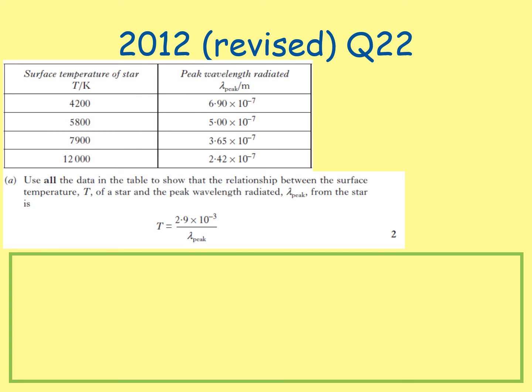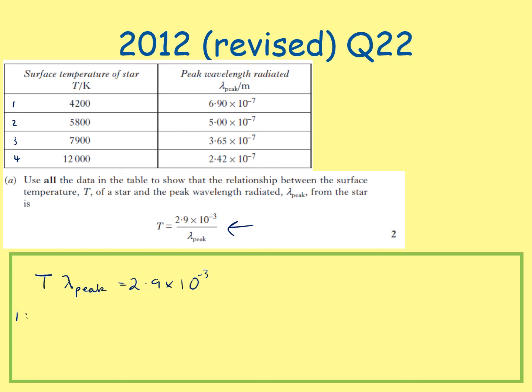So what we're trying to do is show this equation just here. If we rearrange this slightly, we can get T lambda peak equals 2.9 times 10 to the negative 3. This is something we can work with because in our table we are given T, temperature, and lambda peak, which is our peak wavelength. So for all rows in the table, we want to multiply our temperature and our wavelength together and see what we come out with.